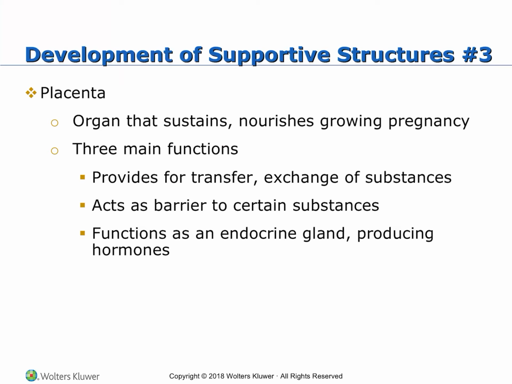Then we have the placenta. The placenta is the organ that sustains and nourishes a growing pregnancy. It serves three main functions. One, to provide for transfer and exchange of substances. It also acts as a barrier for certain substances, so it'll filter out things. And it functions as an endocrine gland, which helps produce hormones for the baby and the mother.